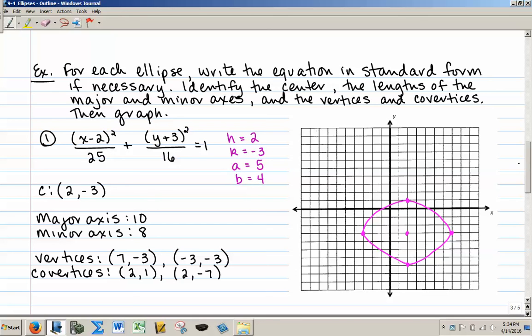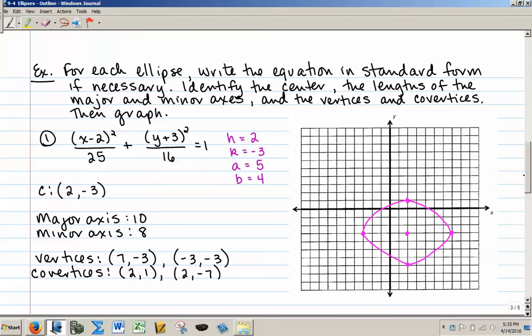So basically, once you identify H and K, that's going to give you your center. Identify A and B, and that'll give you the length of your major and minor axes. It'll also help you to graph it, because for A, that's how many units you'll go in each direction from the center. For B, that's how many units you'll go up and down from the center.